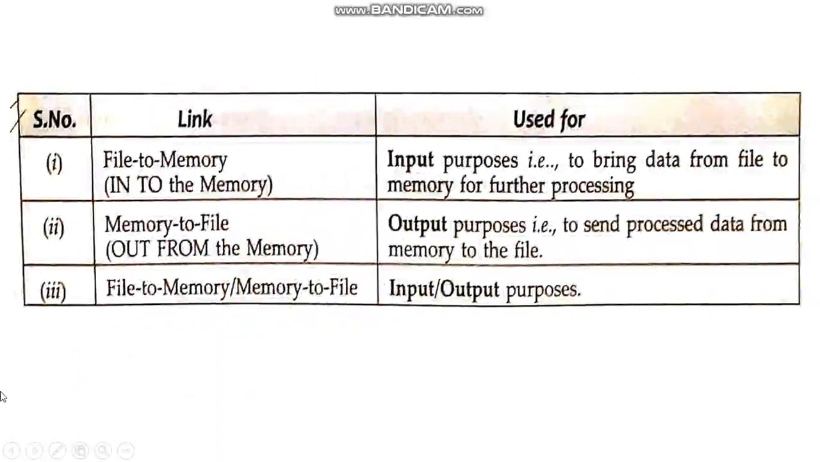To describe this, we have one figure which is shown over here. We have links which is file to memory, that is into the memory, so we are giving the data into the memory, an input process. The second one is memory to file, so that is an output process for the program. And if there are both the things, that is input and output process.